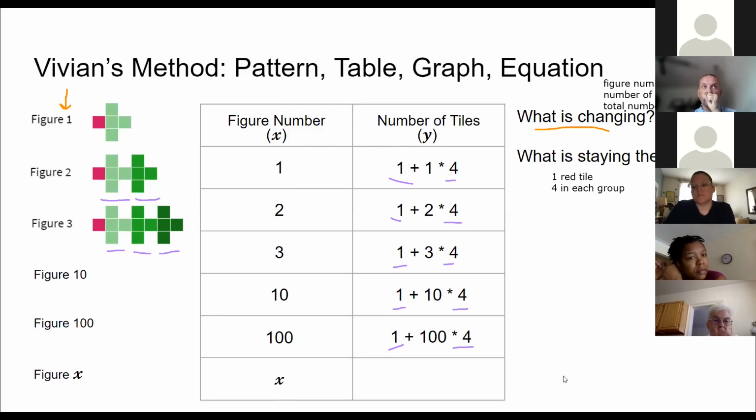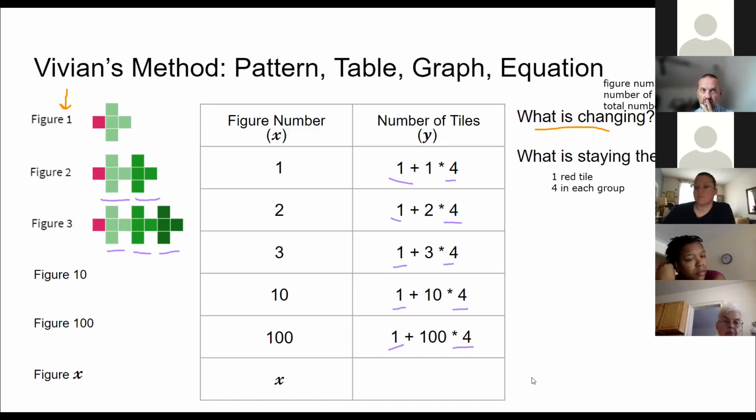So then how do we write an equation for this function? y is the total number of tiles in every case, right? 1 plus 1 times 4 is 5. 1 plus 2 times 4 is 9. 1 plus 3 times 4 is 13. That's the total number of tiles. This whole column, y is the total number of tiles. But now we want to generalize it to any situation. How do we write an expression or an equation for that?